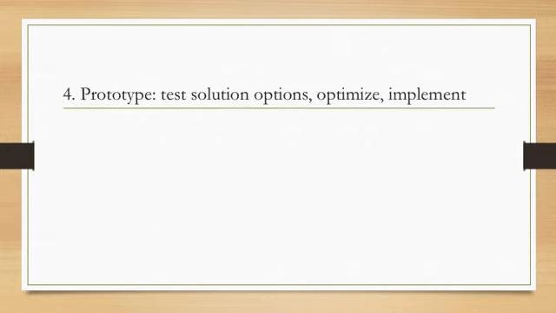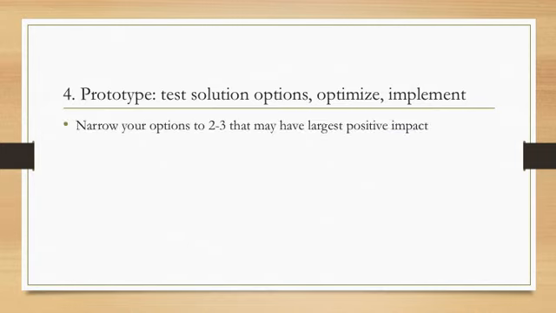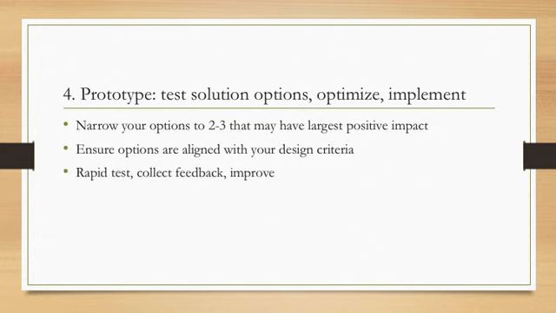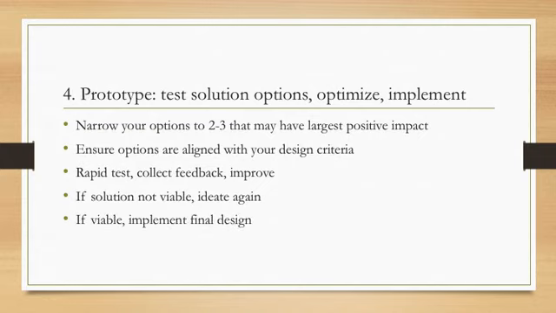The fourth element of the redesign process is to prototype the 2 or 3 most promising options. Please ensure that your options are aligned with your design criteria. Rapid test, collect feedback, and if necessary, improve your prototype. If the solution is not viable, then go back to the ideation step. If viable, then it's time to implement a final design.